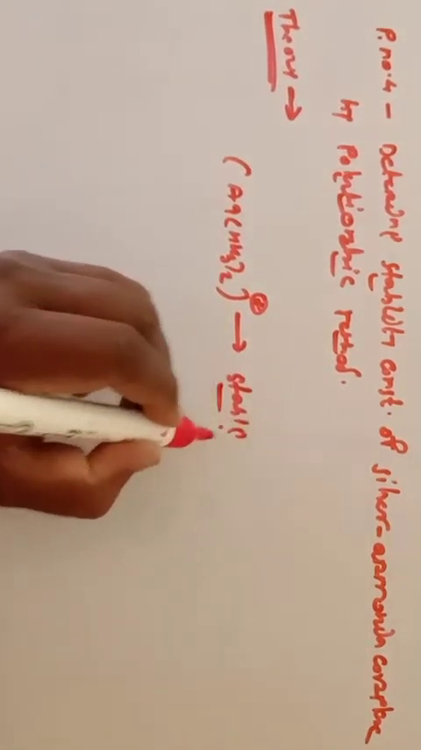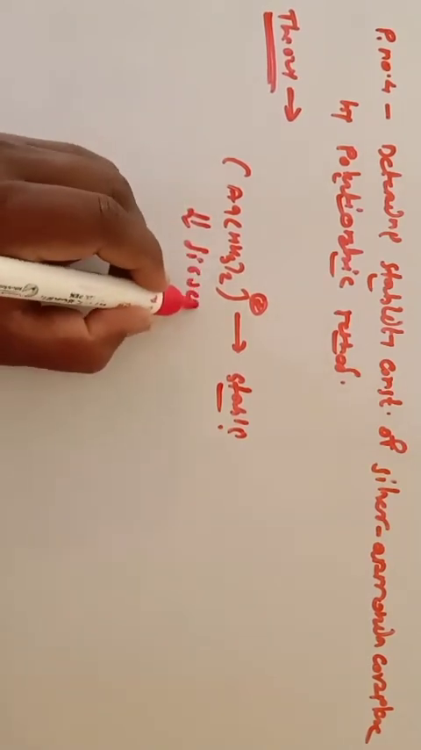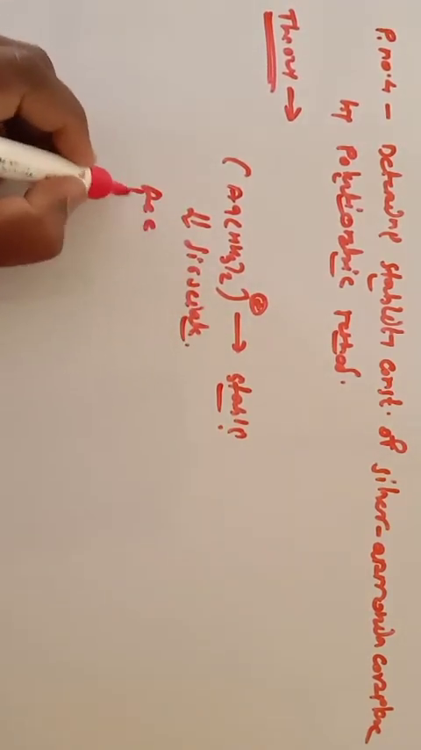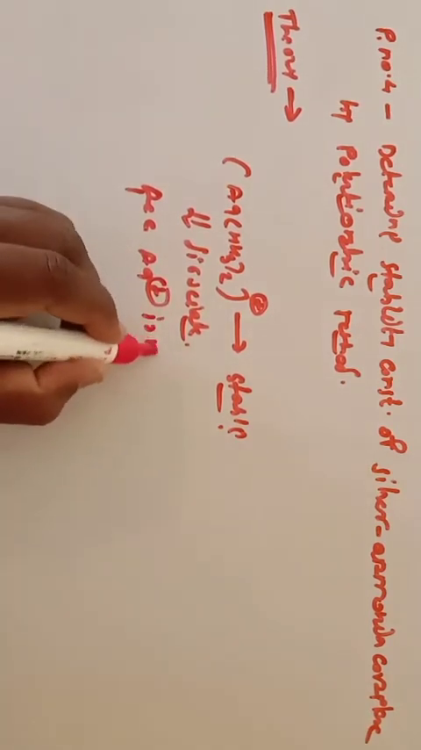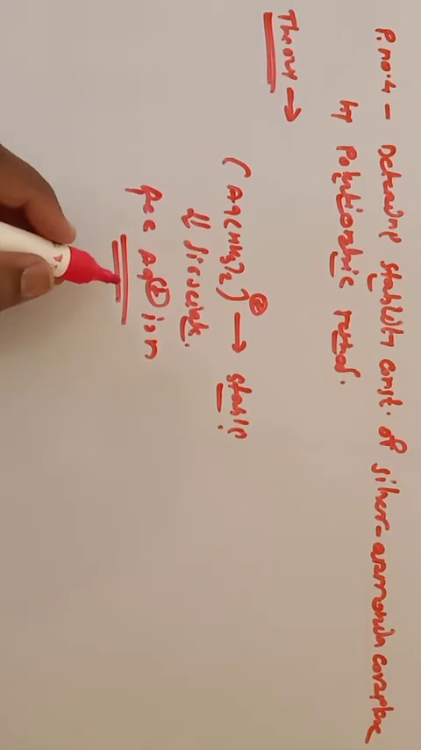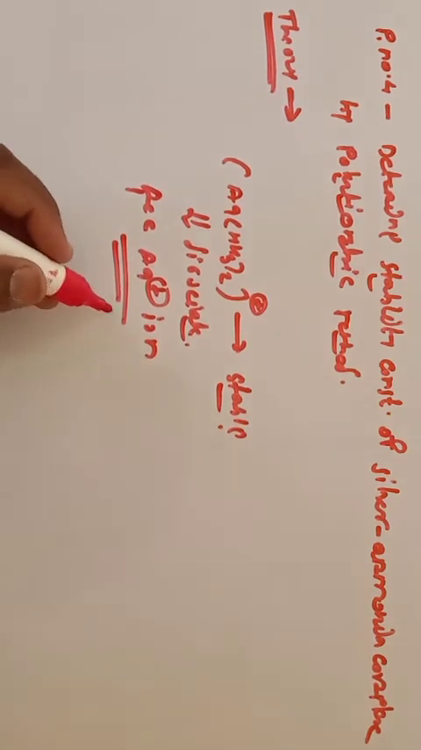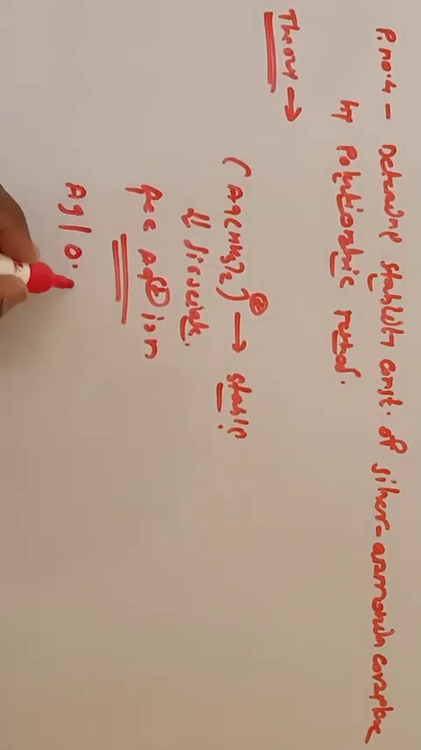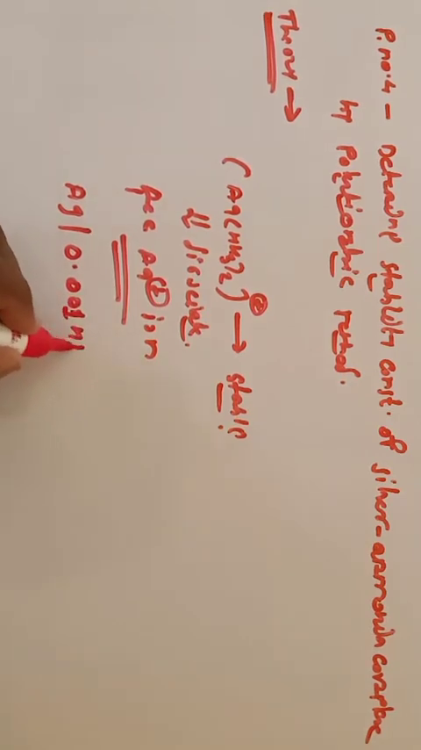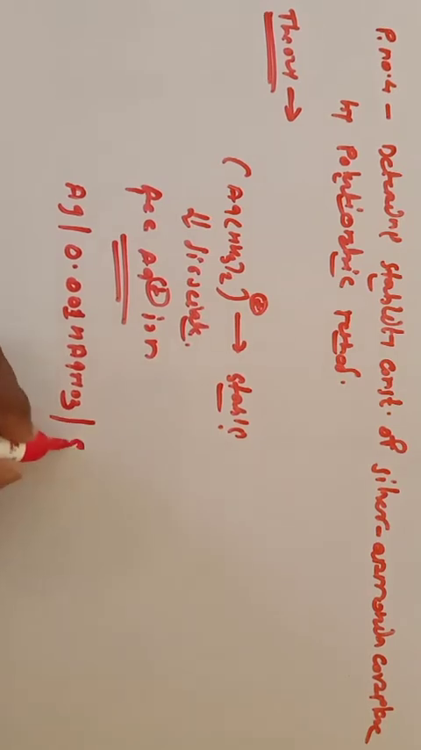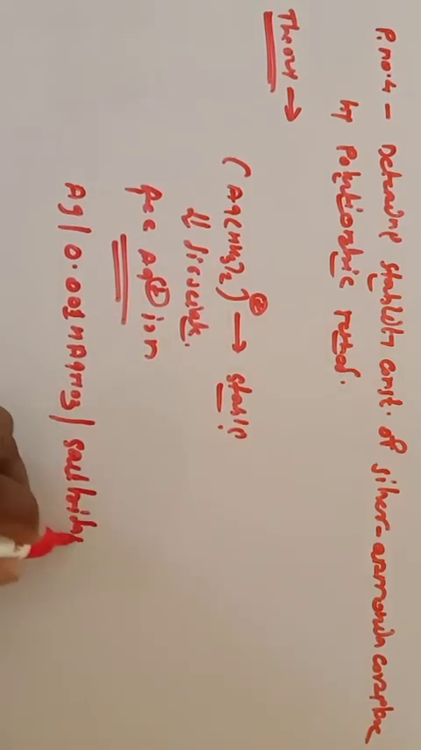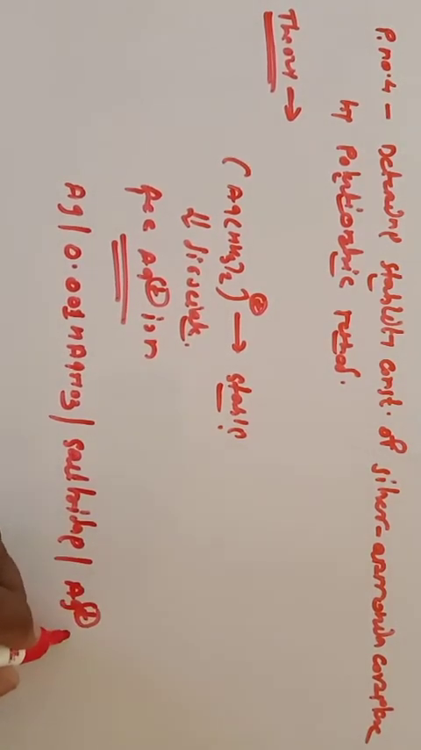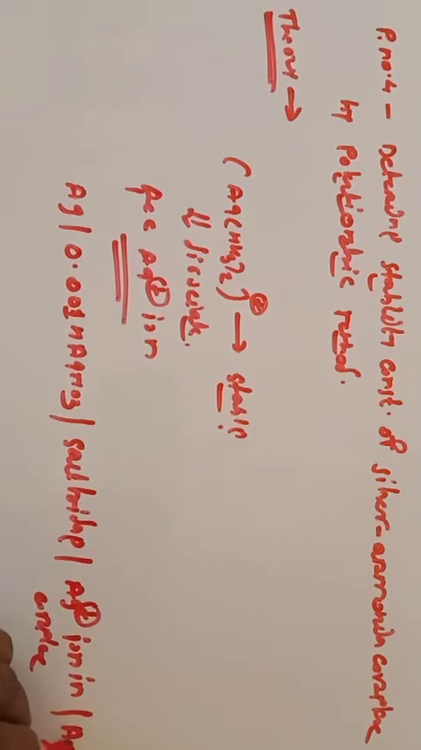but it will dissociate to give free silver ions, and we can easily find out the concentration of these free silver ions by developing the concentration cell, such as the silver electrode in 0.001 normal silver nitrate solution, which is connected to the salt bridge, and on the other side it is the free silver ions in complex, and it is also connected to the silver electrode.